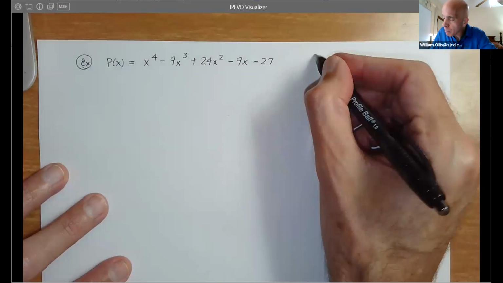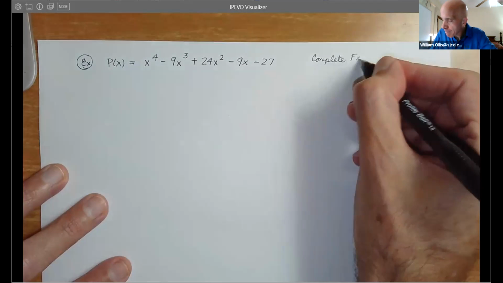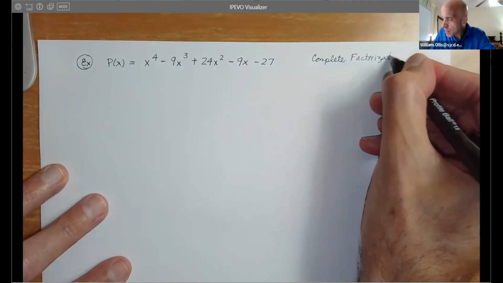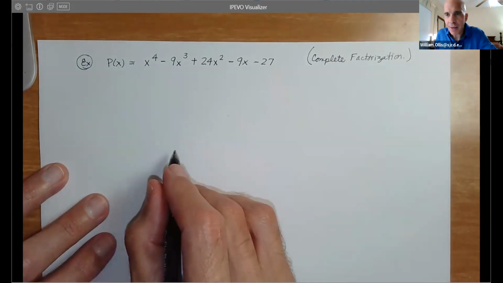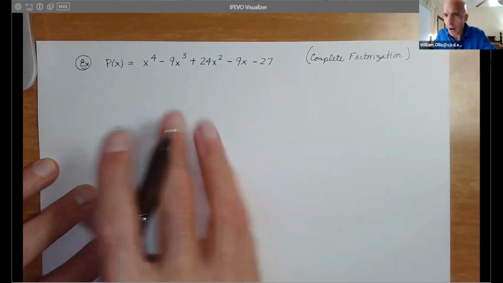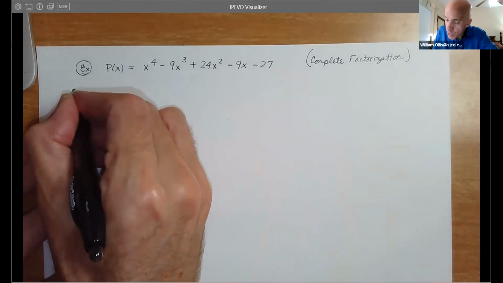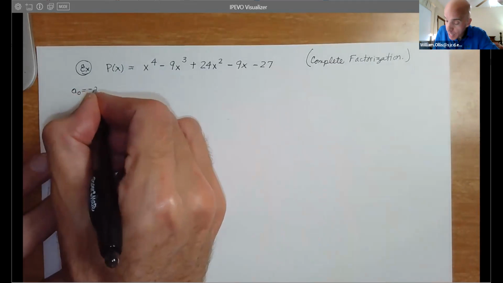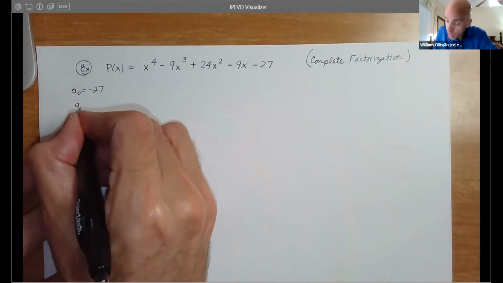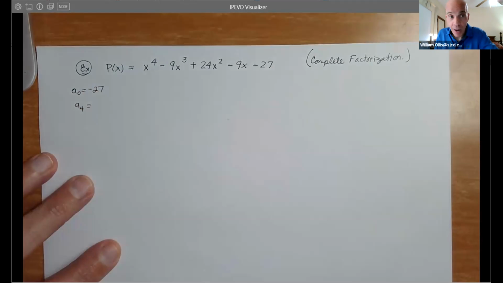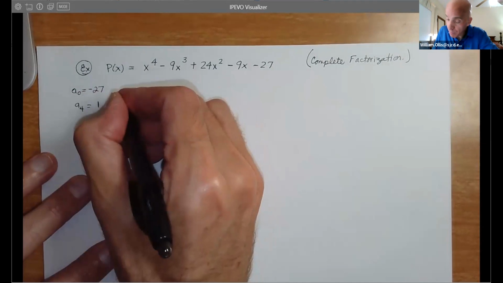So we want a complete factorization. Even if it doesn't say that, WebAssign is fine if you do it, okay? It's fine, do it. Get practice with this. So notice here, the constant term is -27. Those are just powers of 3. And then the leading coefficient, well, that's nice. A sub 4 is just 1. Well, that's a gift.